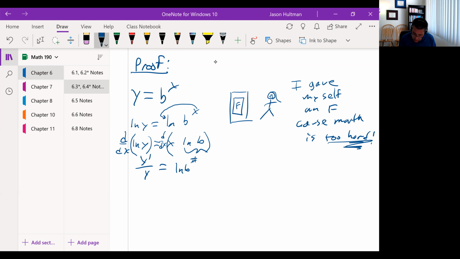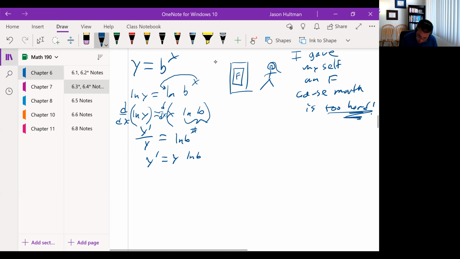Isn't this just like, what's the derivative of 3x? The derivative of 3x is 3. So what's the derivative of x natural log b? Isn't it just natural log b? Does that make sense? So then we get y prime equals y times natural log b. But what was y? y was equal to b to the x. So y prime is b to the x natural log b. Boom, that's it. Easy.